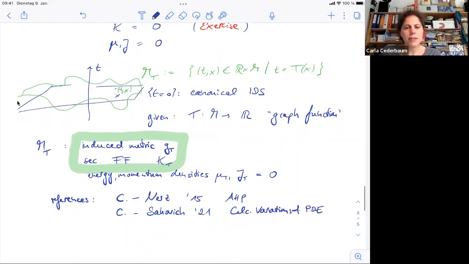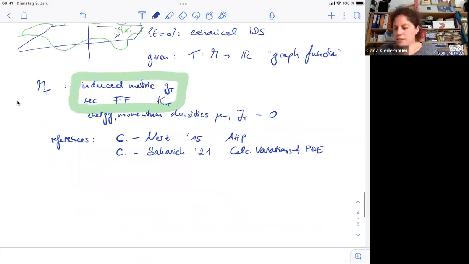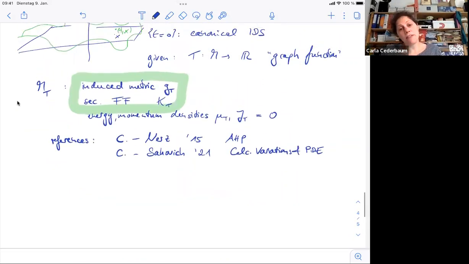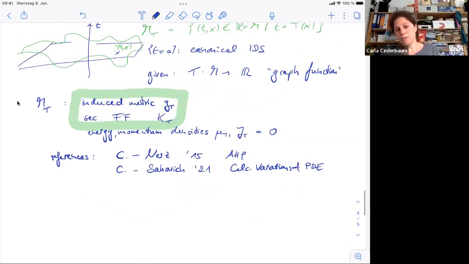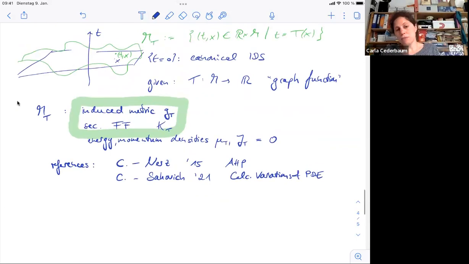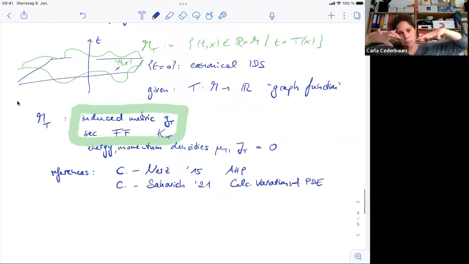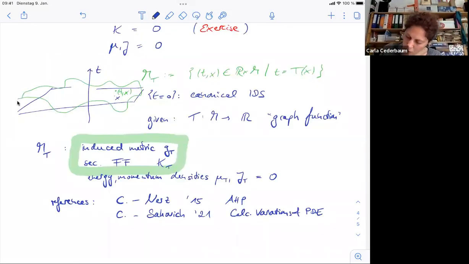But let me explain the spirit. So if we want to write down a formula for the induced metric on this green graphical hypersurface, then we first need to pick coordinates on that green hypersurface. Okay, so pick coordinates.